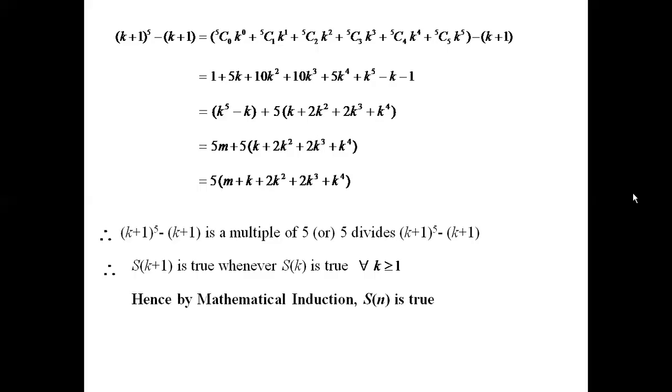So assuming the statement is true for n equal to k, we need to prove the result for n equal to k plus 1. That was the aim of the induction step. So we have arrived at that. So both by the basic step and the induction step, we conclude that S(k+1) is true whenever S(k) is true for all k greater than or equal to 1. Hence, by mathematical induction, S(n) is true for all n greater than or equal to 1.